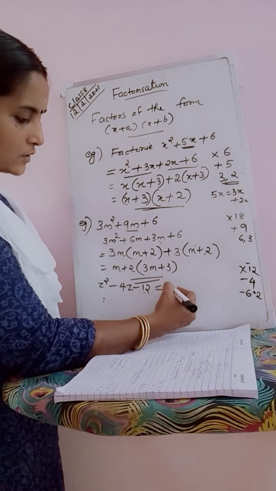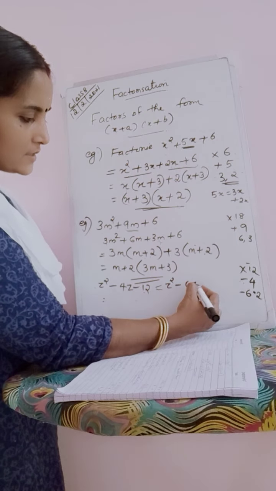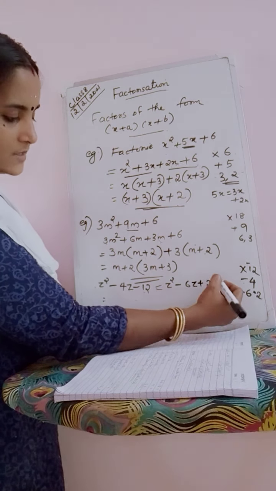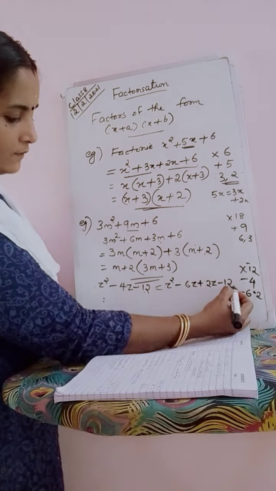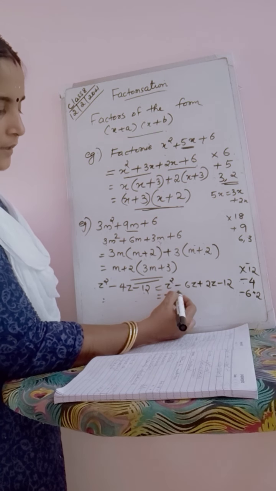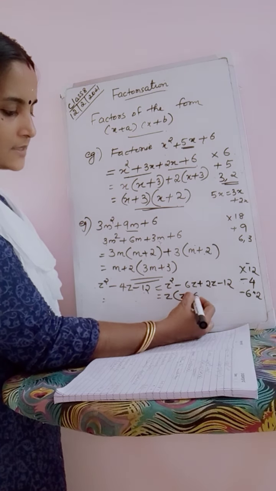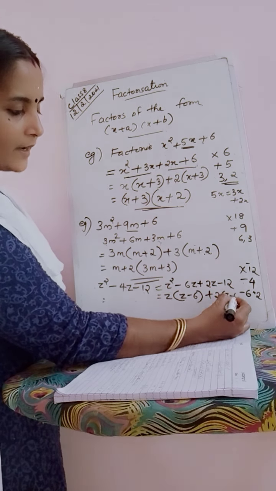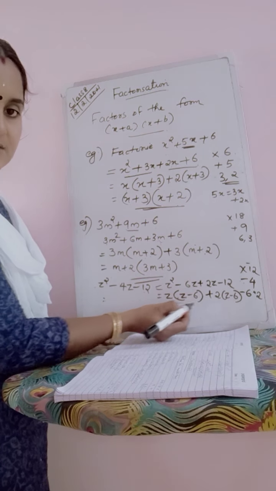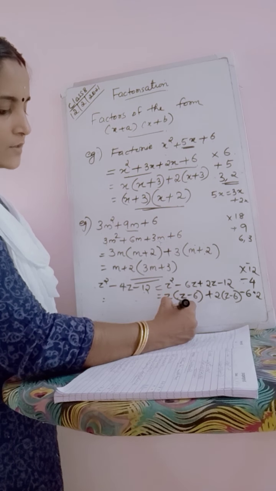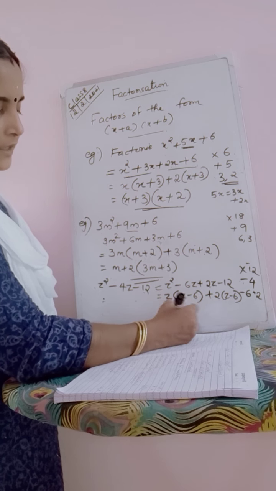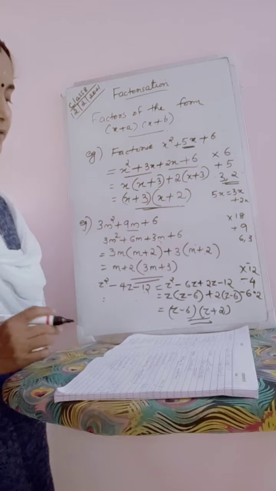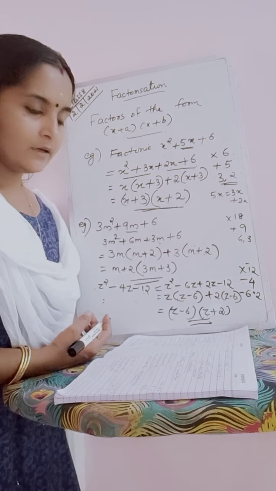That is, z square minus 6z plus 2z minus 12. Here z is common: z minus 6. Plus 2 is common: we get z minus 6. Here z minus 6 is a common factor. Take it outside. z minus 6 into z plus 2. In this way, we factorize the algebraic expression.